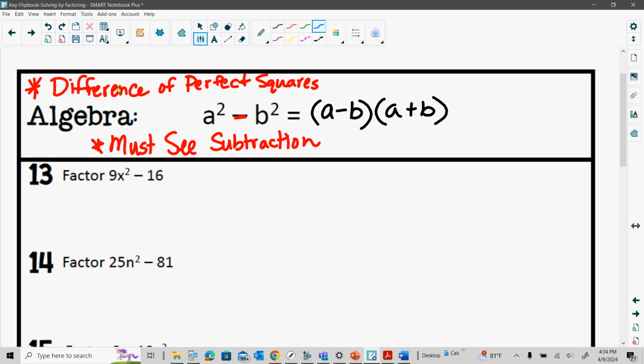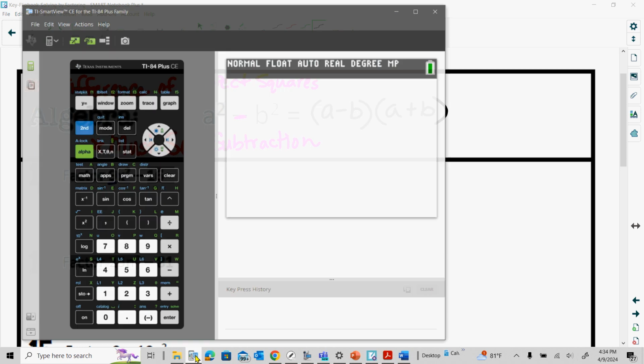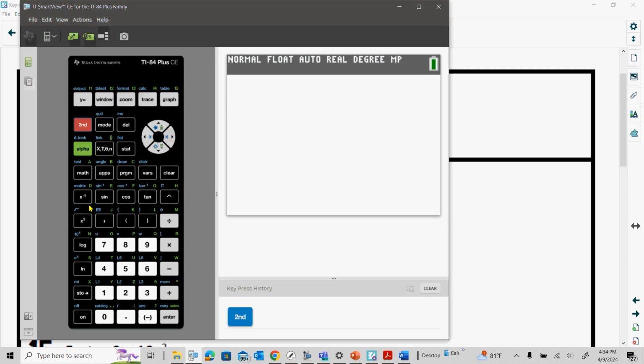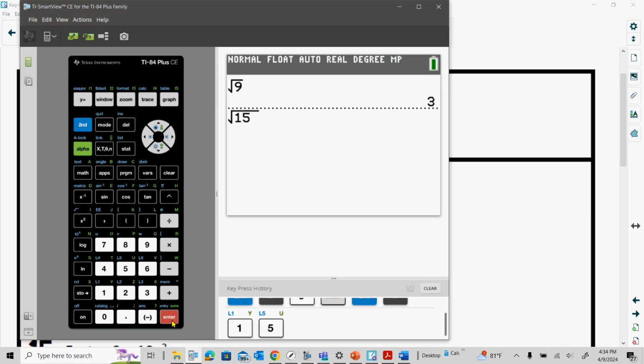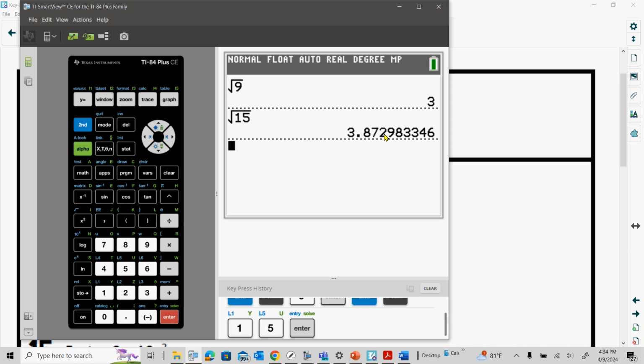So what you want to do is make sure each part of the term is a perfect square. So if I start with just the coefficient and I do the square root of 9, and if you're not too sure, you can always put it in the calculator. If you do second x squared, and it comes out to be a whole number answer, then it's a perfect square. If you do second x squared, and let's say you get a decimal answer, it's not a perfect square. So you cannot do this shortcut, okay?